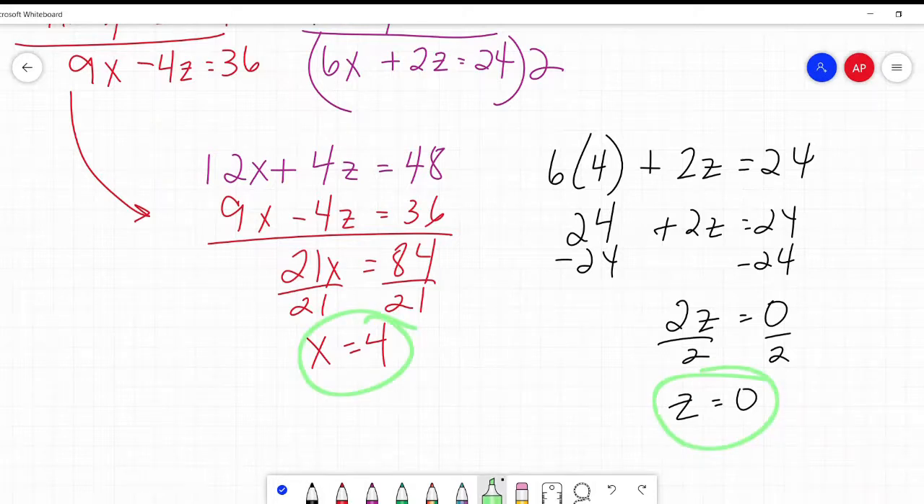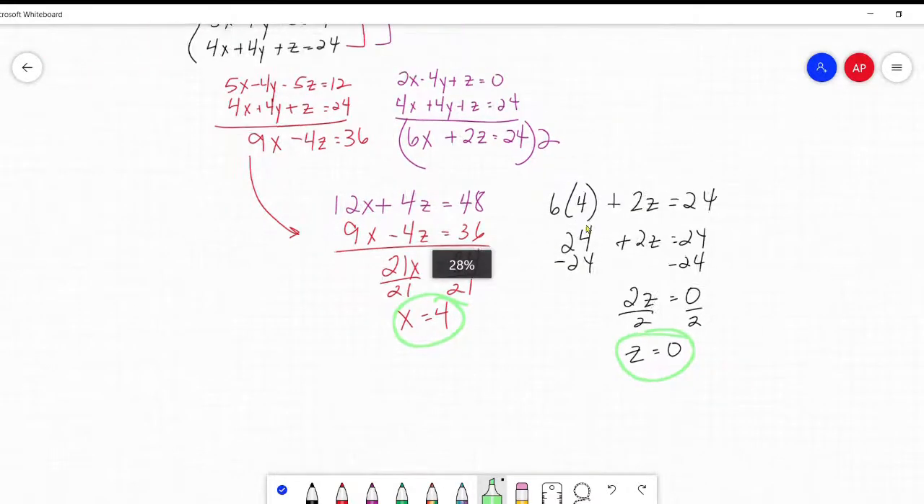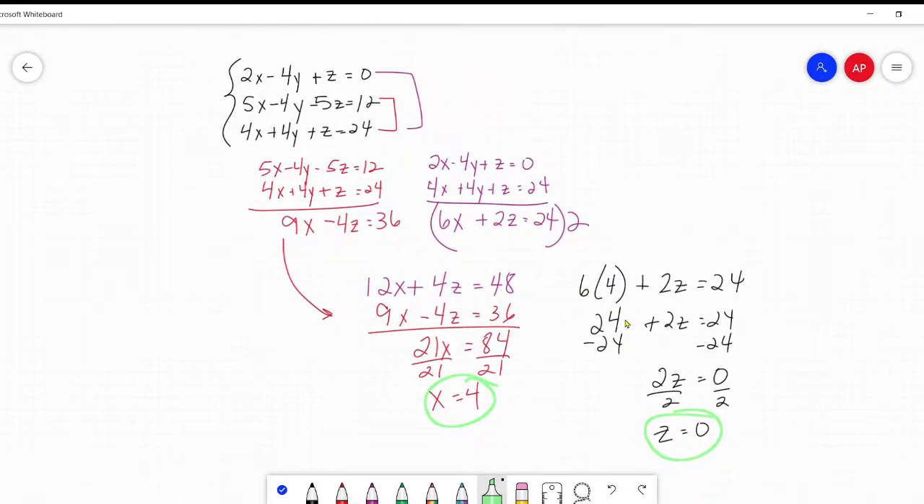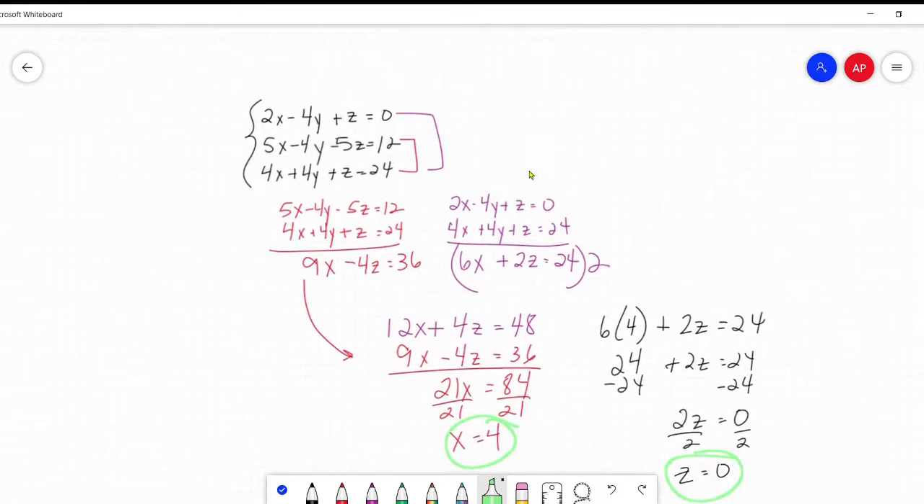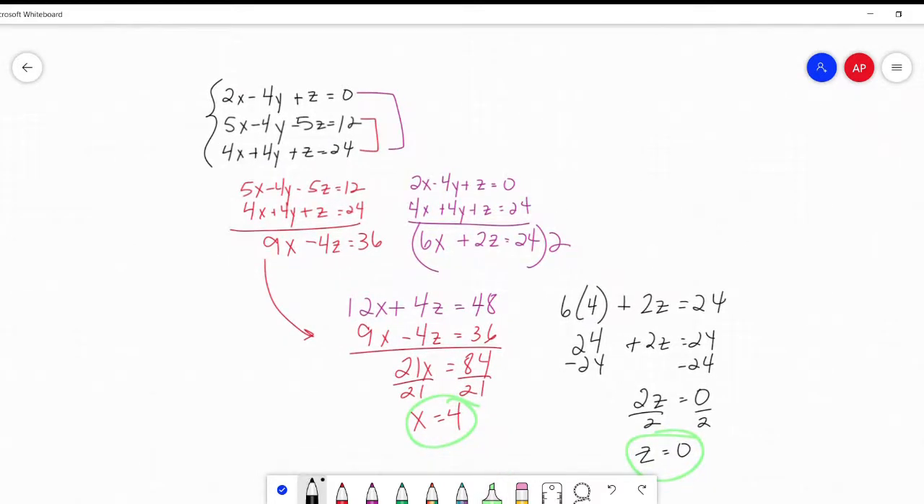X is 4 and Z is 0. That's hard to say. Z is 0. All right, so X is 4 and Z is 0. So now we go back up to the top. X is 4 and Z is 0. And I can pick any one of these three and plug it in. I'm just going to use the first one. 2 times X, again, X is 4, minus 4y plus Z, Z is 0, equals 0.